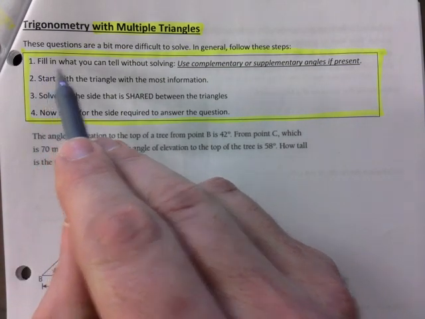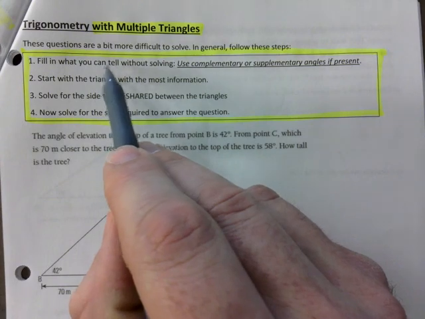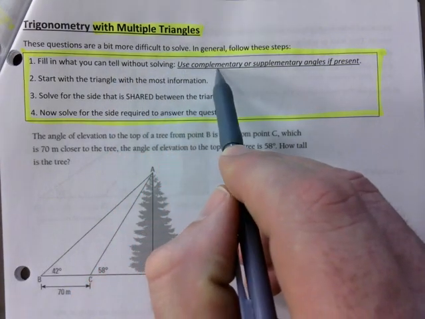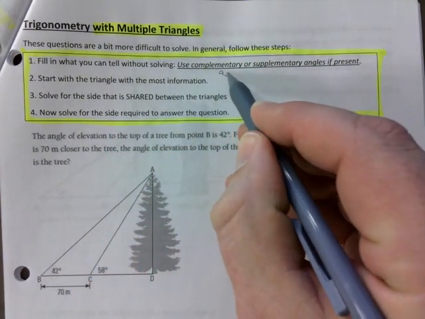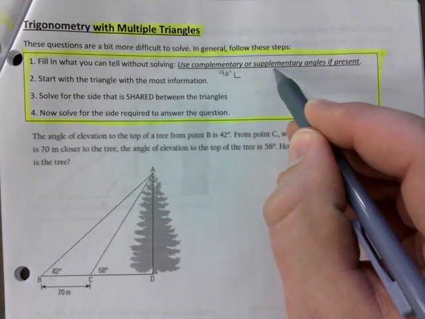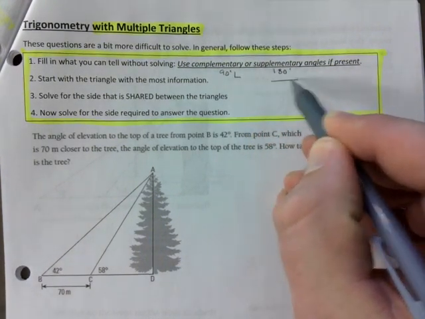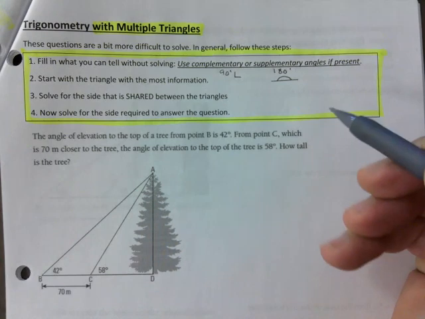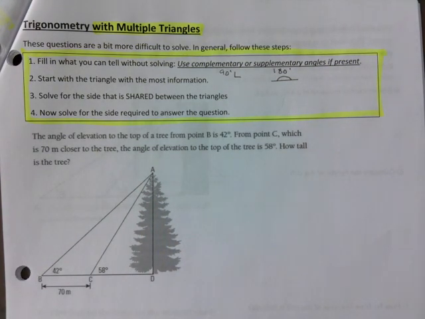So one, fill in what you can tell without solving. So use these two complementary, right? Do you have a 90 or do you have a supplementary situation happening, right? Where you have something like that. Can you just easily find an angle like that? That would be my number one go-to, okay?